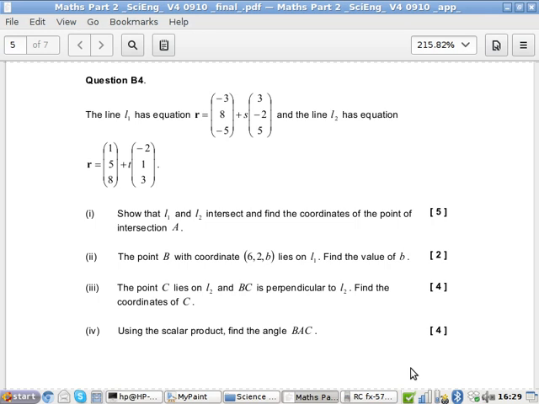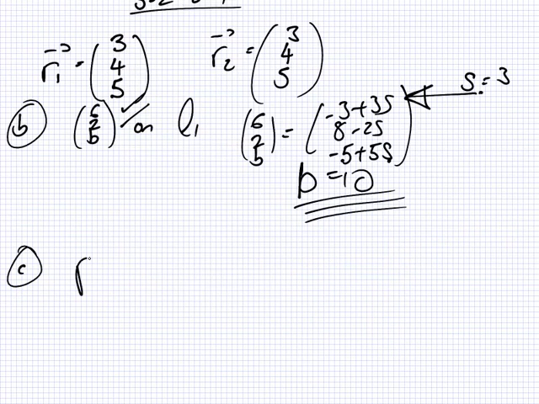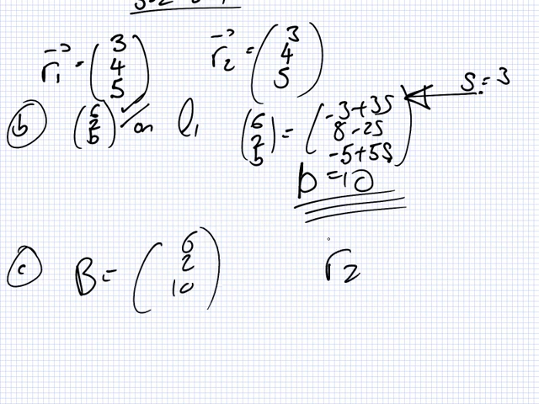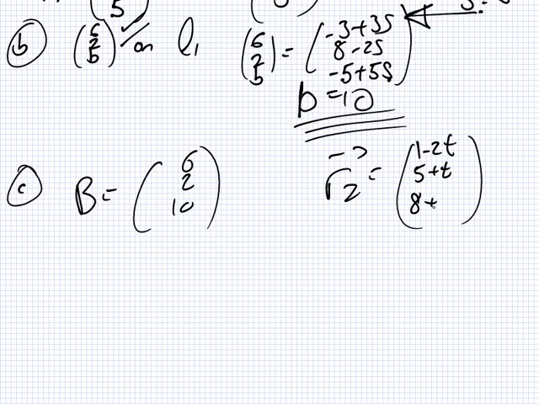L1 is equal to... But what's your perspective? C is on L2 and BC is perpendicular to L2. And B we have. So, B is 6, 2, 10. And L2's line is, what did we say it was earlier? 1 minus 2t, 5 plus t, 8 plus 3t. Alright, who's got any bright ideas?